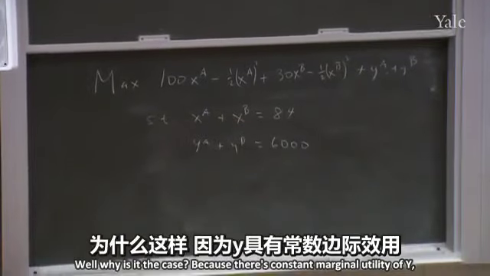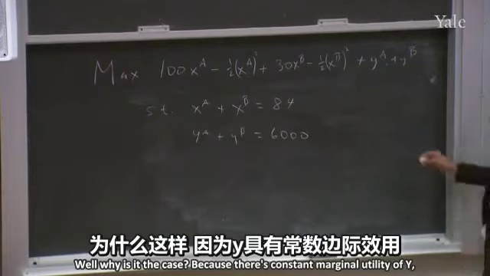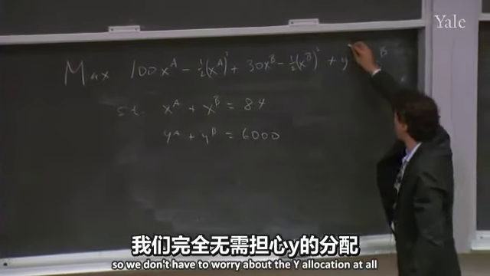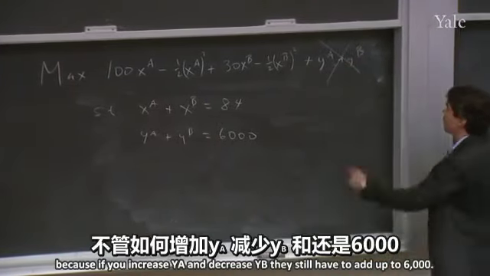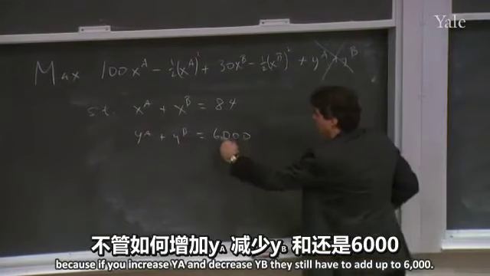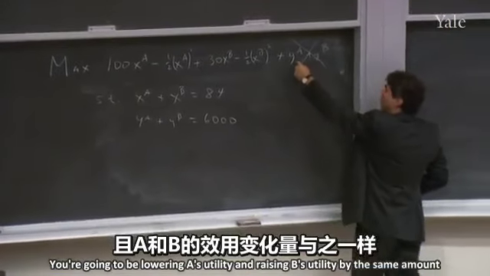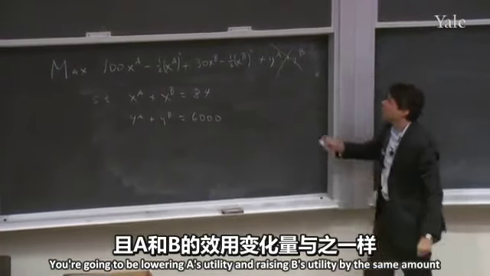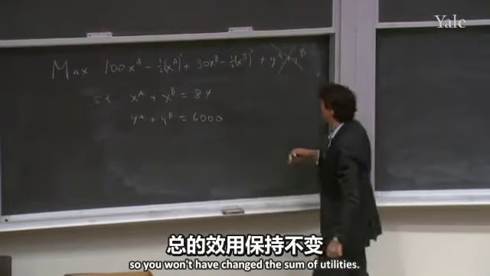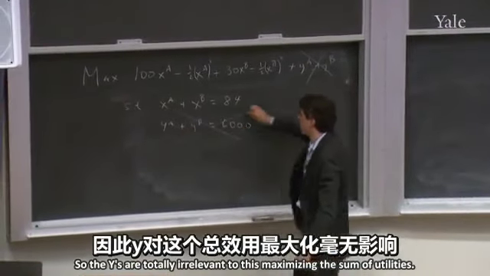Well, why is it the case? Because there's constant marginal utility of Y. So we don't have to worry about the Y allocation at all. Because if you increase YA and decrease YB, they still have to add up to 6,000. You're going to be lowering A's utility and raising B's utility by the same amount. So you won't have changed the sum of utilities. So the Y's are totally irrelevant to maximizing the sum of utilities.